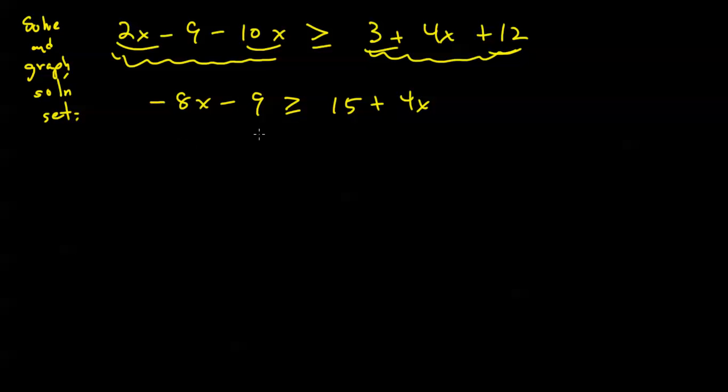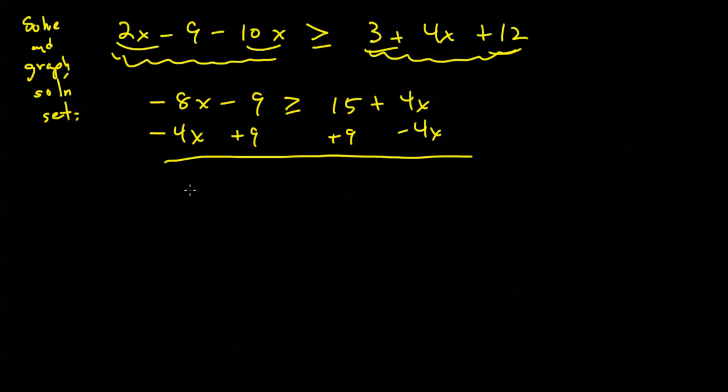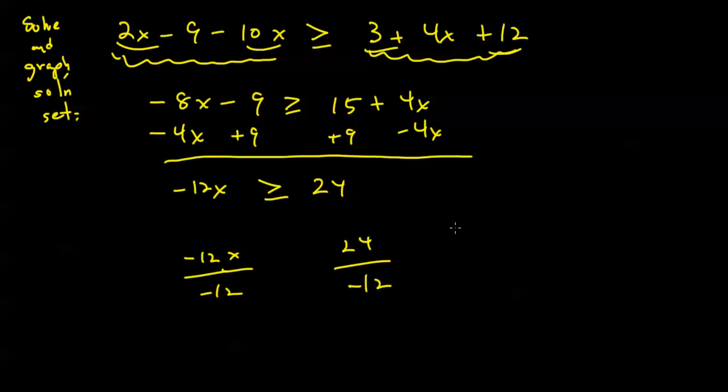Alright, now again I'm going to subtract 4x from both sides. I'm going to isolate my x variable on the right. Alright, if I do that, I would probably then add 9 to both sides. And I'll get a minus 12x on the left is greater than or equal to 24 on the right. Alright, now I've done nothing to reverse the arrow yet, but here I'm going to divide both sides by a negative 12 in order to isolate x on one side of the inequality statement.